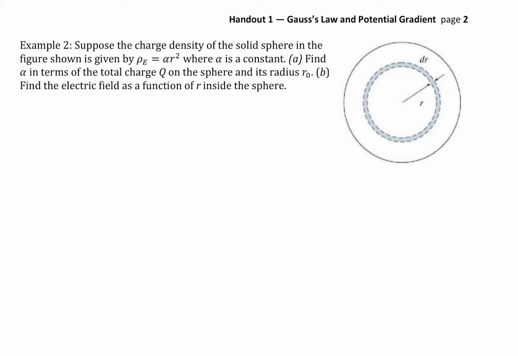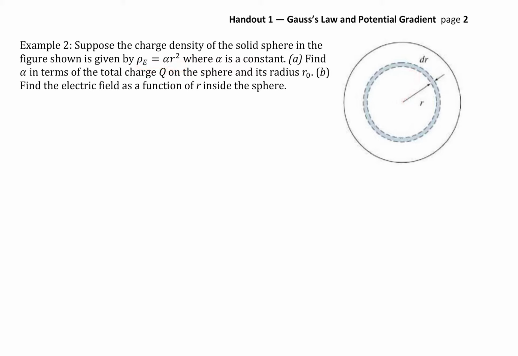But here, as r gets bigger, there's more charge. Because notice what's happening here, right? The density means that as you get closer to the surface, there's more charge. And this is actually a very realistic density distribution, right? Because again, it's growing with r.